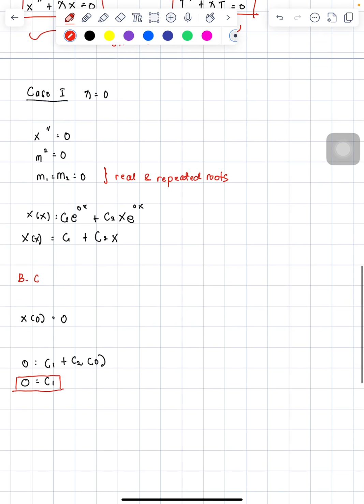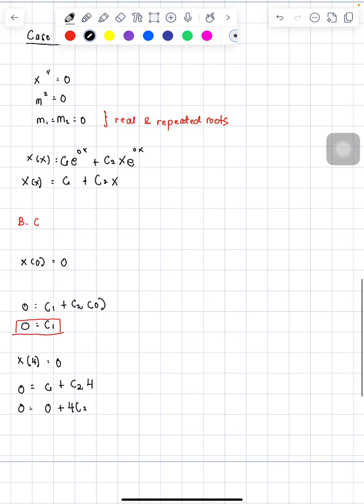Then apply the second boundary condition when x equals 4, and our X(x) becomes 0. So 0 equals C1 plus C2 x, and our x we substitute with 4. So 0, okay, since C1 equals 0, so plus 4C2. So C2 also equals 0. Okay, this is for X(x).